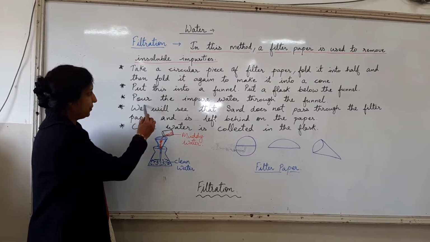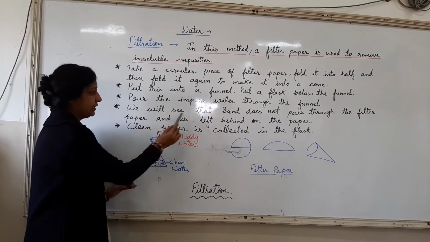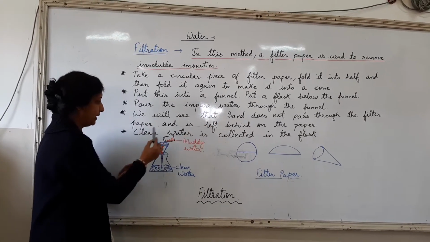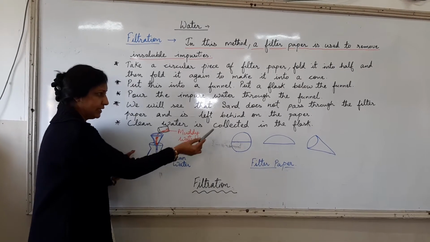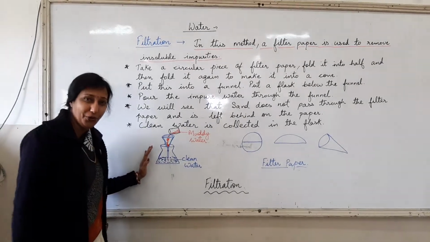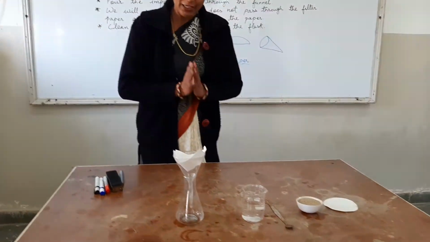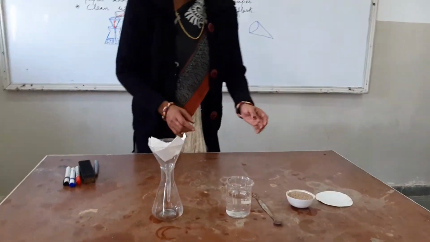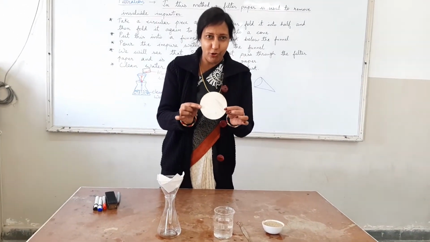Children, what next you have to do is pour the impure water through the funnel. We will see that the sand does not pass through the filter paper and is left behind on the paper. Clean water is collected in the flask. So for you all, I have arranged the practical which we are going to conduct in front of you. So here children, you can see, first you have to observe what a filter paper is all about.